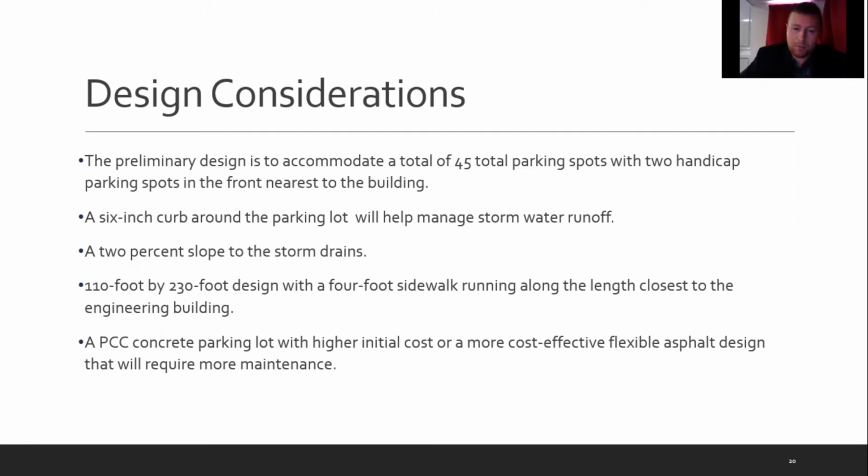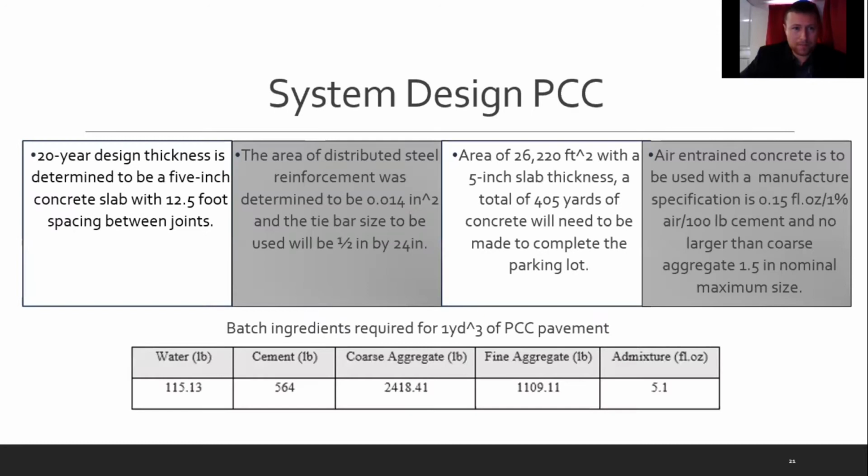The PCC concrete parking lot will have a higher initial cost, but will require less maintenance over time. The flexible asphalt pavement will be a much cheaper option, but it will require more maintenance as time goes on. For the PCC pavement design, it'll be a 20-year design thickness, and it'll be a 5-inch slab.